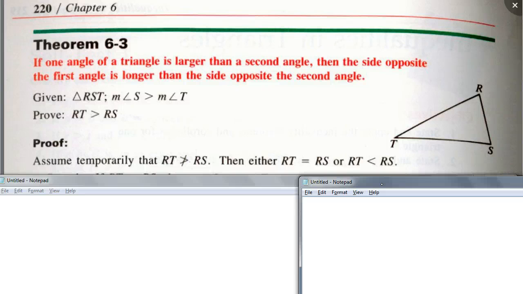But it turns out the first case, where RT is equal to RS, is sort of easy because you could see the contradiction right away. What happens if RT is equal to RS? If this RT is equal to RS, what is your contradiction to the given information here? Iveta?